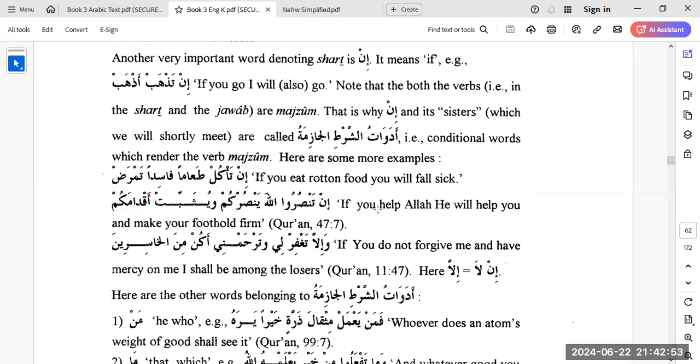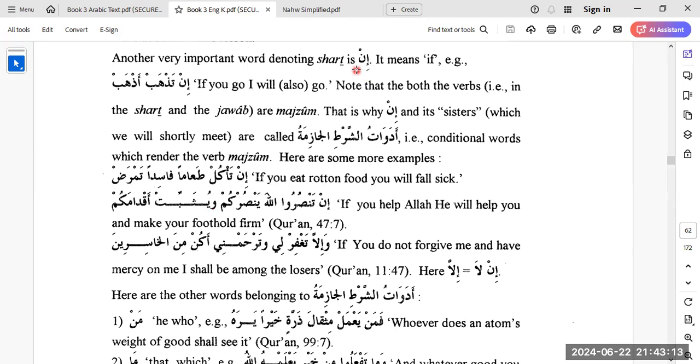Another very important word denoting shart is in. So law, iza, and in. So this is in: alif with a kasra and a noon with a sukoon. In. One was inna with a shadda. That's different. That is inna wa adawatuha.